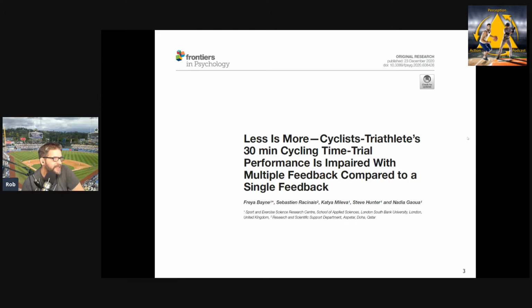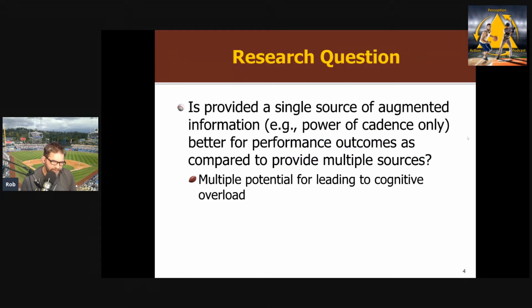And this is by Bain and colleagues, published late last year in Frontiers in Psychology, so it's open access. The sport they were looking at was cycling. They were looking at time trial, and they were comparing inexperienced cyclists with experienced cyclists who happened to be triathletes, right? Their main question of interest was comparing the performance for a single source of augmented information, so power, cadence, or speed, right? Is it better to just give an athlete one thing they can focus on, versus giving them a whole display of things?